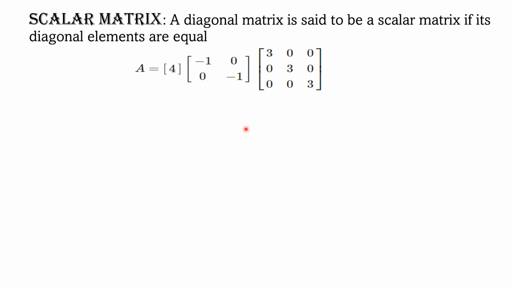A square matrix is said to be a diagonal matrix when non-diagonal elements are 0, and a diagonal matrix is said to be a scalar matrix when these diagonal elements are equal. Understood?